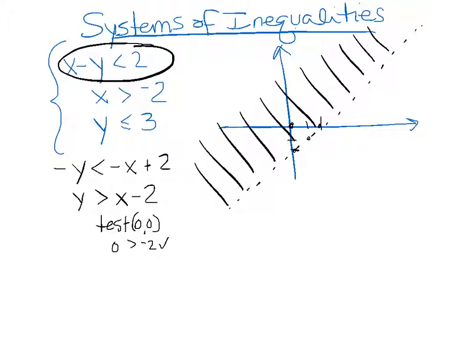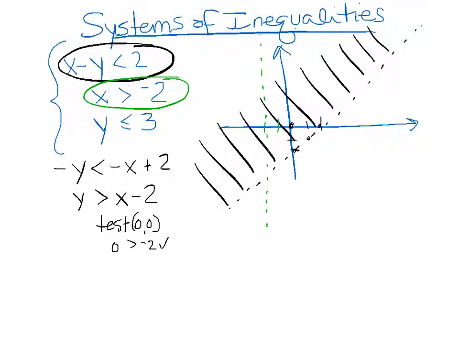Let me change my color. Now let's do this equation here in green. X greater than negative 2. Well, that's easy. I don't have to solve for anything. I know that x equals negative 2 is talking about that vertical line at negative 2. So vertical line right here. It's going to be dotted as well. Dotted, dotted. That's the line.